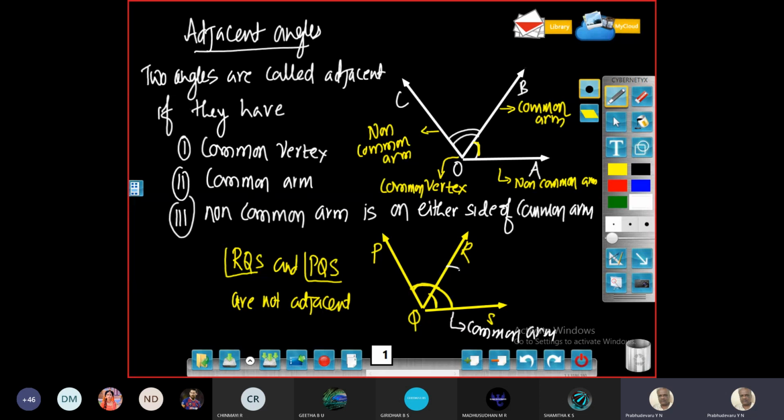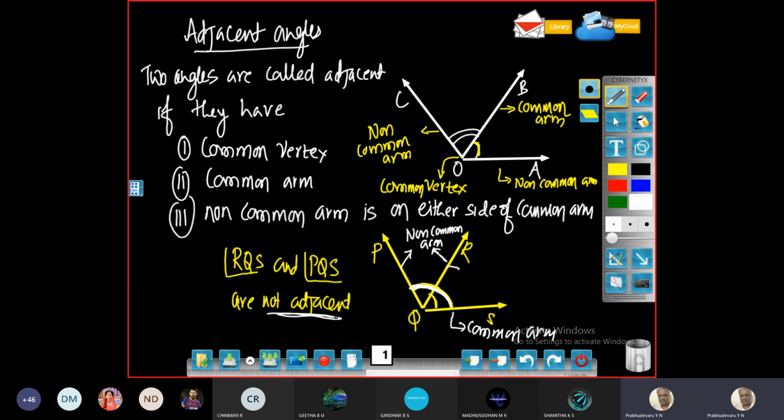So these two are non-common arms. Non-common arms are on the same side of this common arm. Both are on the same side of common arm. But what is the condition? They should be on either side. QP and QR are on the same side of this QS. You have to distinguish the angles that I have taken. So PQS and RQS are not adjacent. These two are not adjacent.